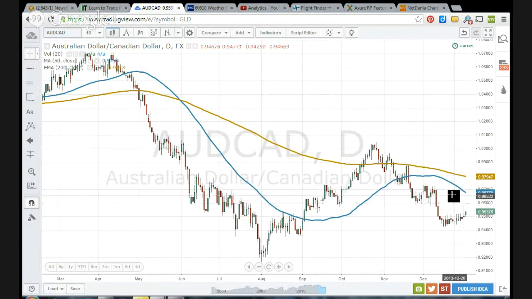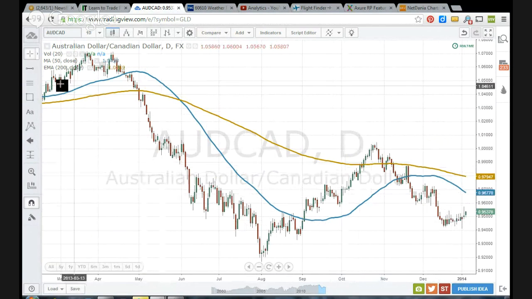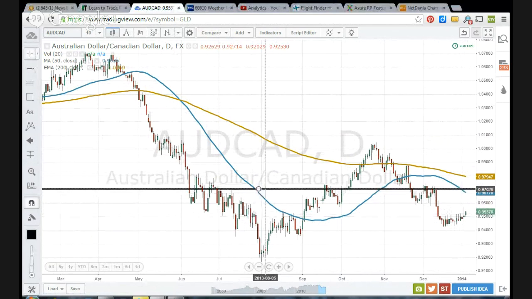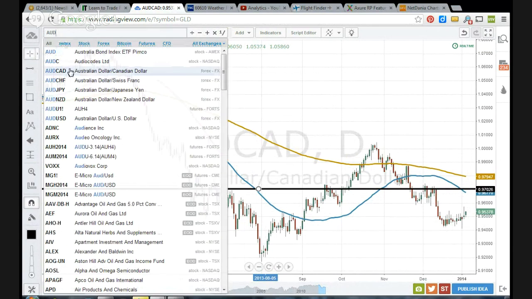I'm not really interested in doing anything until we're still in a bearish trend and price rises to here. If we can rise to this level in a reasonably short amount of time, the trend will still be bearish, and there may be some opportunities to short from here. But we'll see. For now, I'm not interested in doing anything on the Australian dollar, Canadian dollar pair.